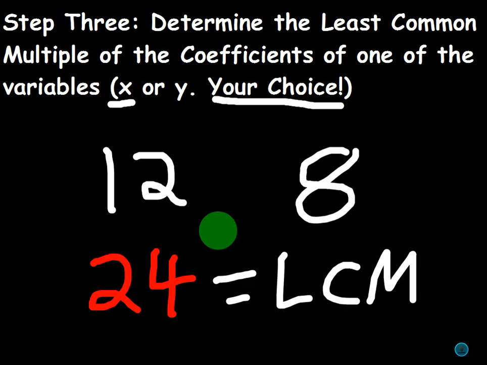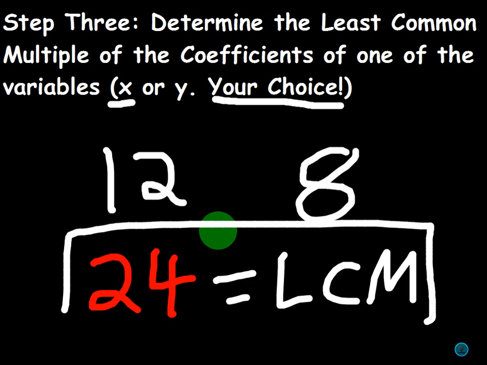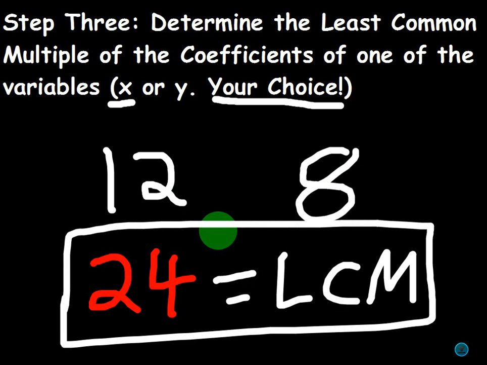That's what LCM stands for. So step 3 is just determining the least common multiple of those coefficients. Like I said, you can just always focus on x, and it'll always work. If you're interested in going down the path of looking at the least common multiple for the coefficients of y, I can show you that as well. It's pretty much the same process.